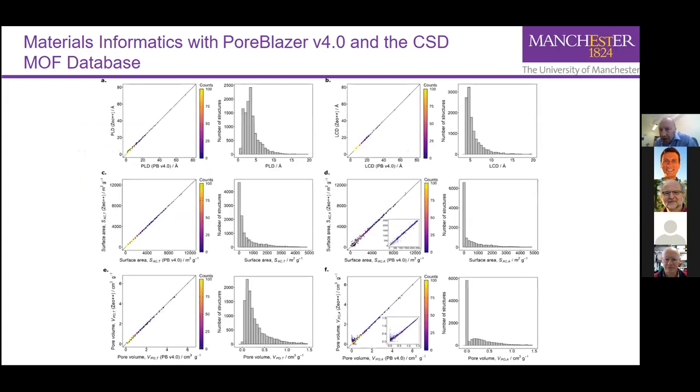This graph effectively shows how different properties from Poreblazer compare to these properties calculated from Zeo++, and what kind of distributions you see in terms of these properties. So these properties are pore limiting diameter, largest cavity diameter, accessible surface area, network accessible surface area, pore volume, and again, network accessible pore volume.